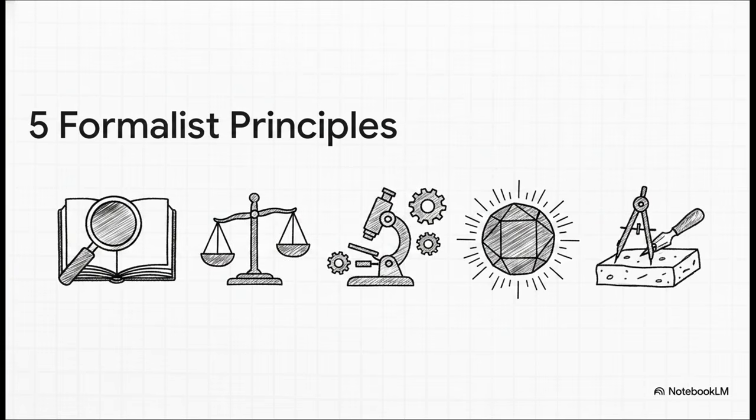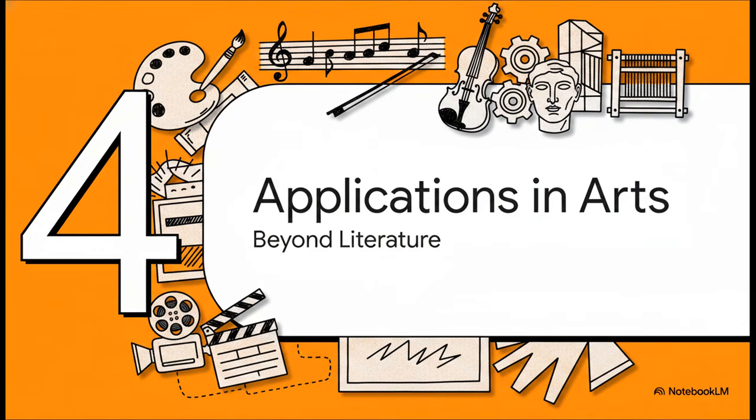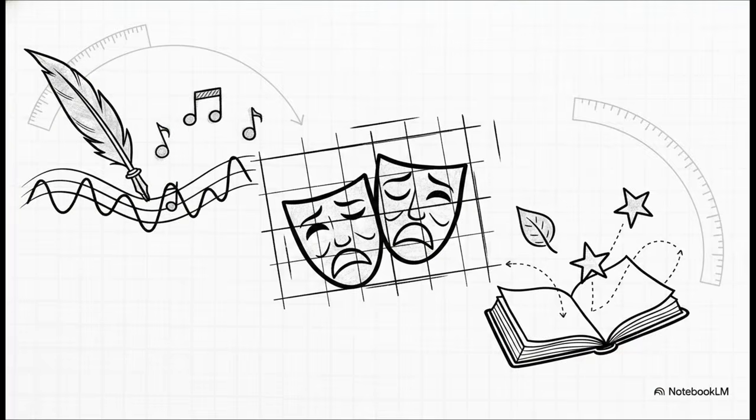Section 4. Applications across the arts. Let's take our workshop skills and see how this plays out across completely different mediums, because formalism definitely isn't just a trick for dissecting books. Starting with literature, notice how, whether we're looking at poetry, drama, or fiction, we completely ignore the author's background.